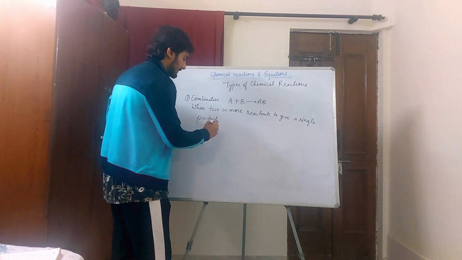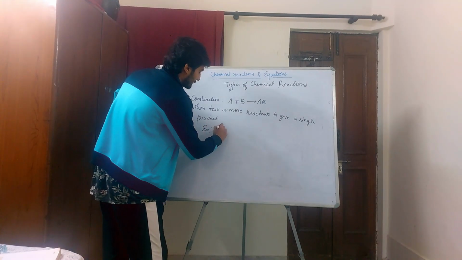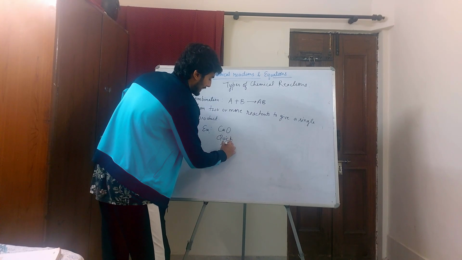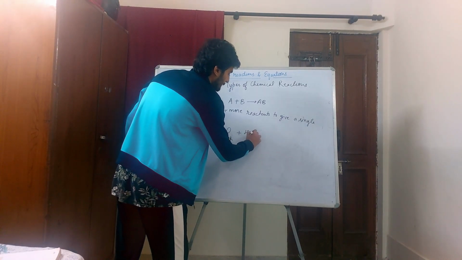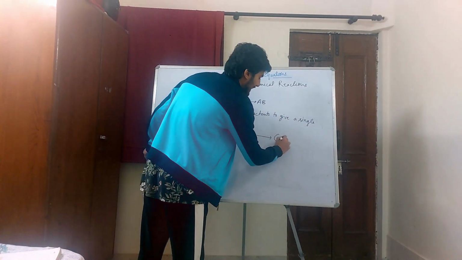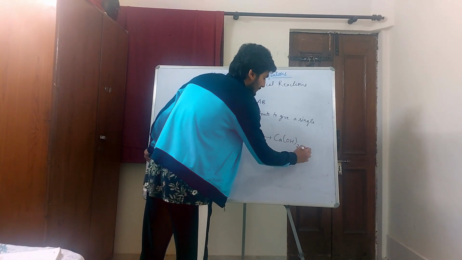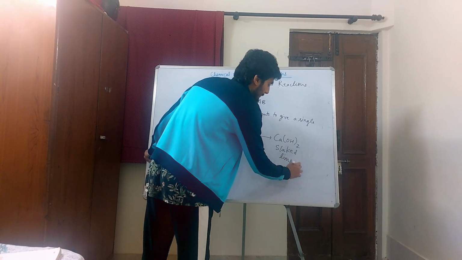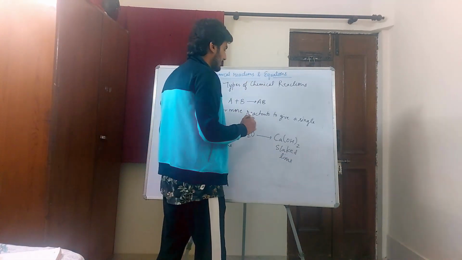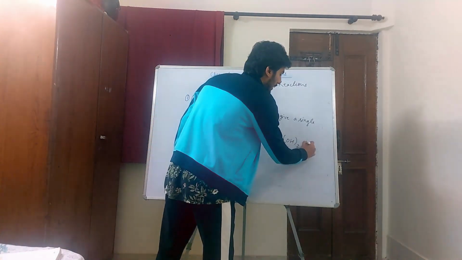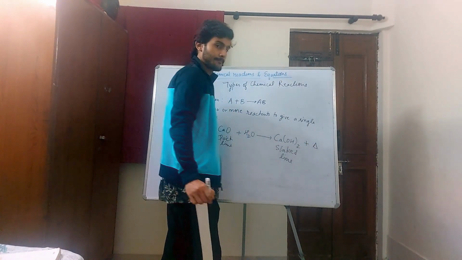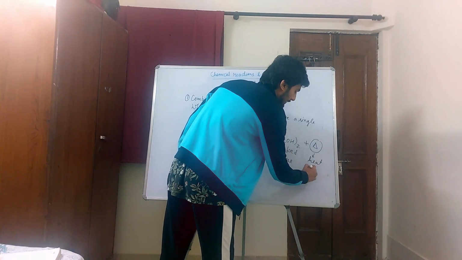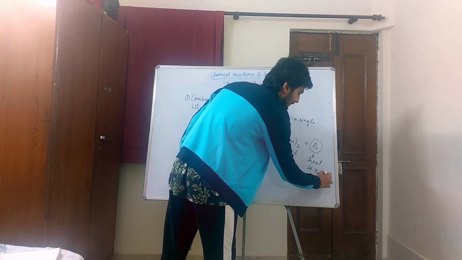The first example is of quicklime. So CaO is your quicklime. When it is mixed in water, we get slaked lime, that is calcium hydroxide. This is slaked lime. Also, one more thing to remember, most of the combination reactions are exothermic in nature. So this triangle shows heat is released.